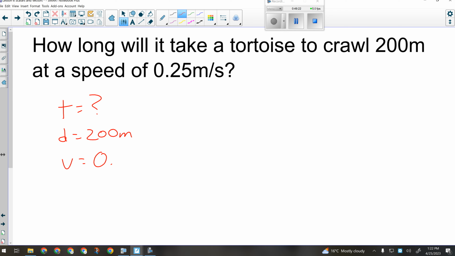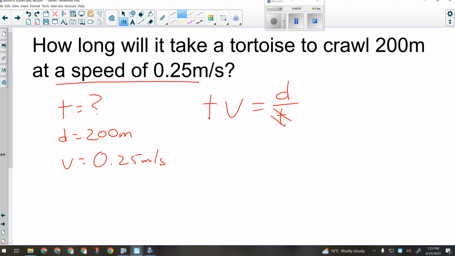0.25 meters per second. If they don't say at this speed, I have to go by the units to determine what it is. If it's in meters, it's distance. If it's any time unit, hours, seconds, whatever, then it's time. So I'm looking for time. I can't solve for time on the bottom, so I need to move it to the other side by multiplying both sides by it.